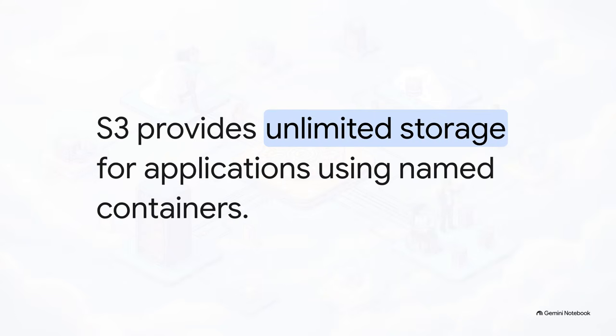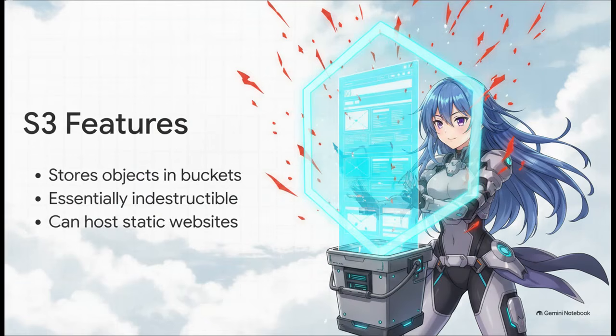Next up is where your files live, S3, or Simple Storage Service. If EC2 is a computer, S3 is unlimited cloud storage. It's kind of like Google Drive, but it's built specifically for applications, rather than humans, using these named containers that AWS calls buckets. And inside these buckets, you can just dump objects, and that could be anything: images, videos, log files, backups, whatever you need.